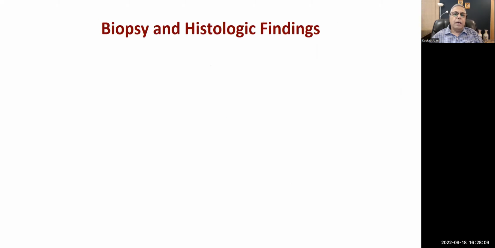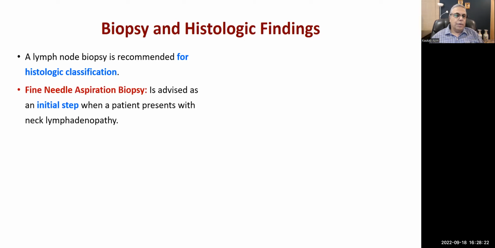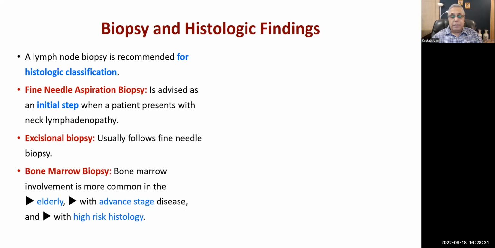Okay, so a lymph node, again, as I said, biopsy is essential because the pathologist will look for Reed-Sternberg cells and he will stain for the CD markers over here. Fine needle biopsy is the initial step and it is followed by excisional biopsy. Bone marrow biopsy could be done. We are doing the biopsy of the lymph node first, whichever is the swollen or the enlarged lymph node. And if indicated, we have to do more investigations.